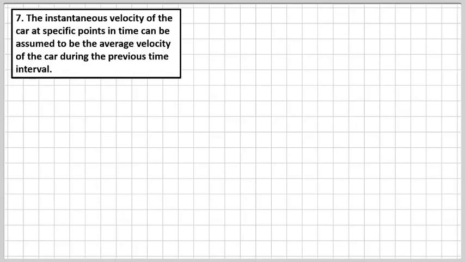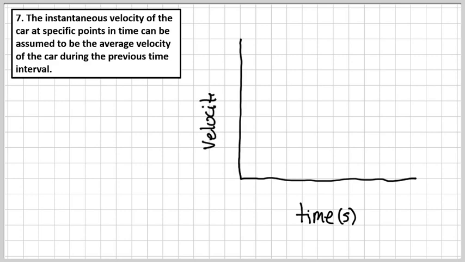Alright, I'm going to give you some guidance here on how to make the velocity versus time graph for your Lab 4. And Lab 4 is about constant velocity. So your graph, when you construct it, should have approximately the same velocity across the graph. Okay, but we need to know what the velocity is at specific points in time.